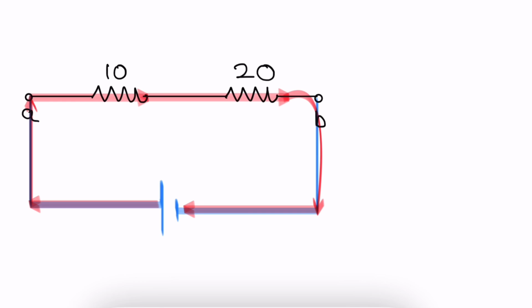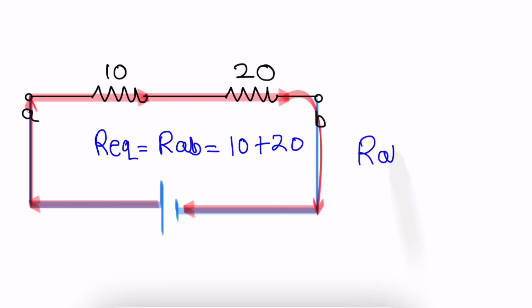So I can write down R equivalent, or RAB, equals 10 plus 20, and the result is RAB equal to 30 ohms. Let us see the next problem.